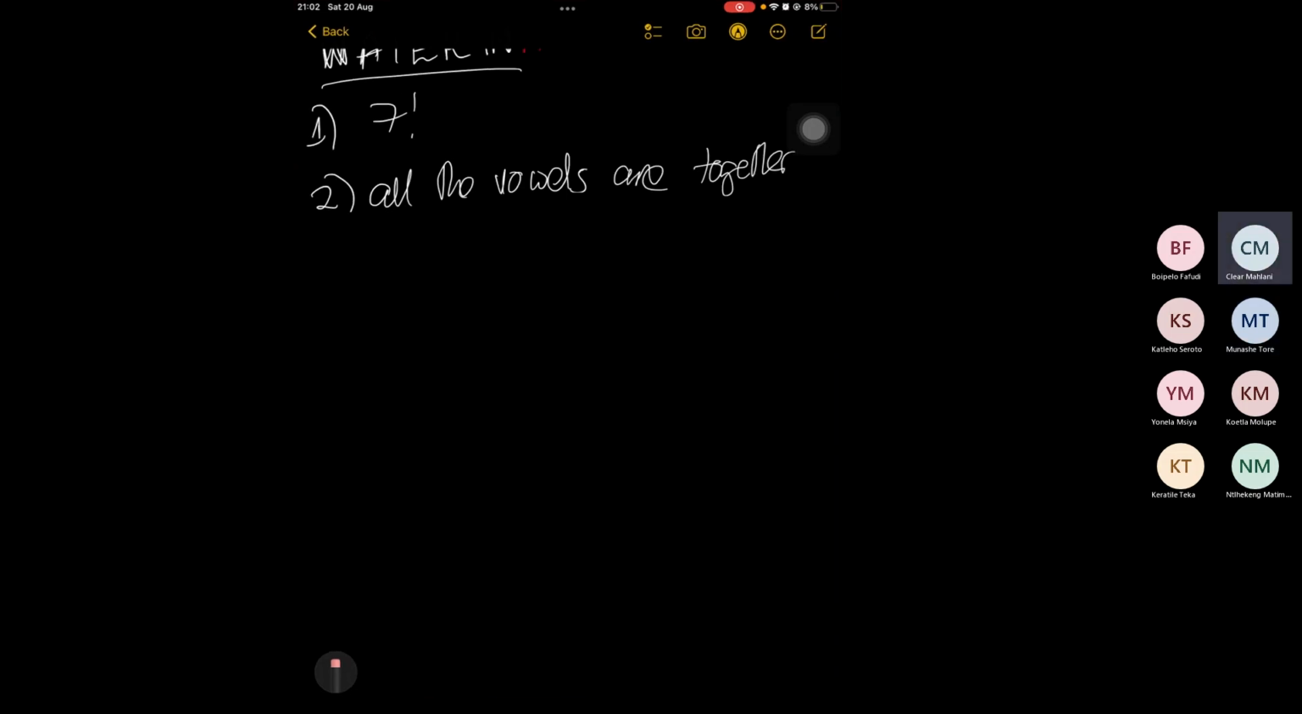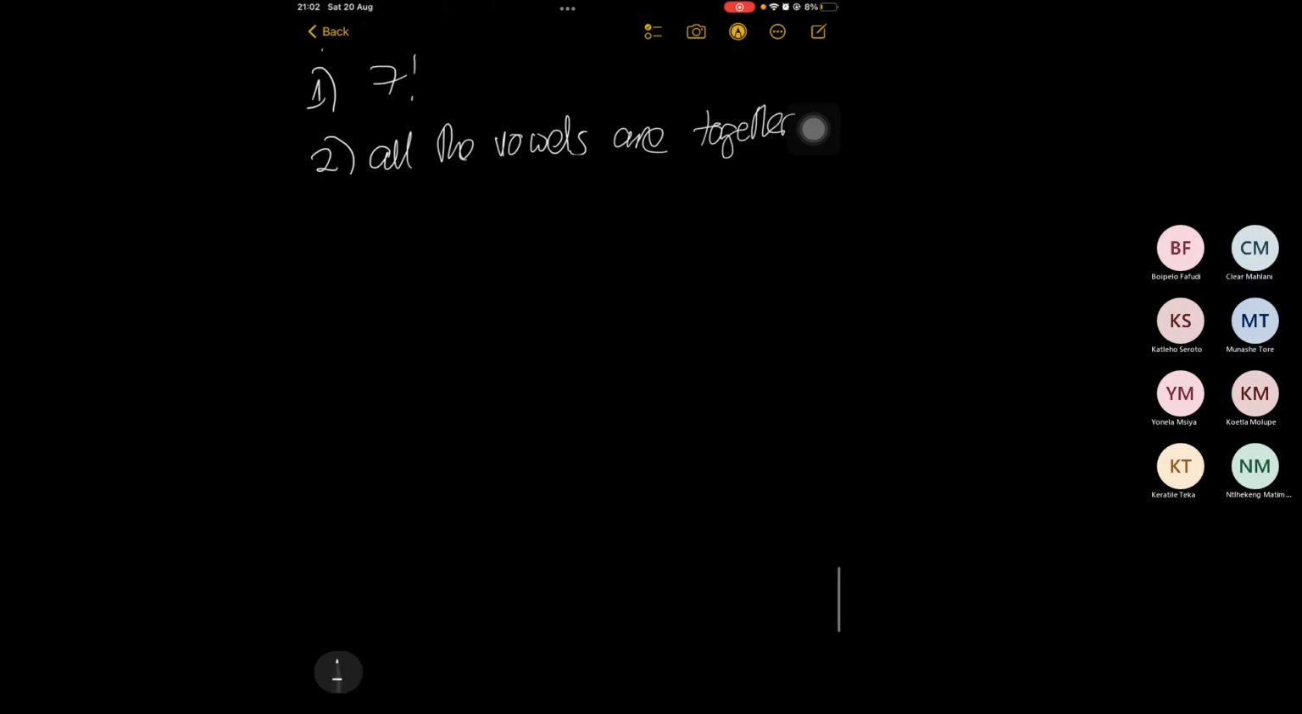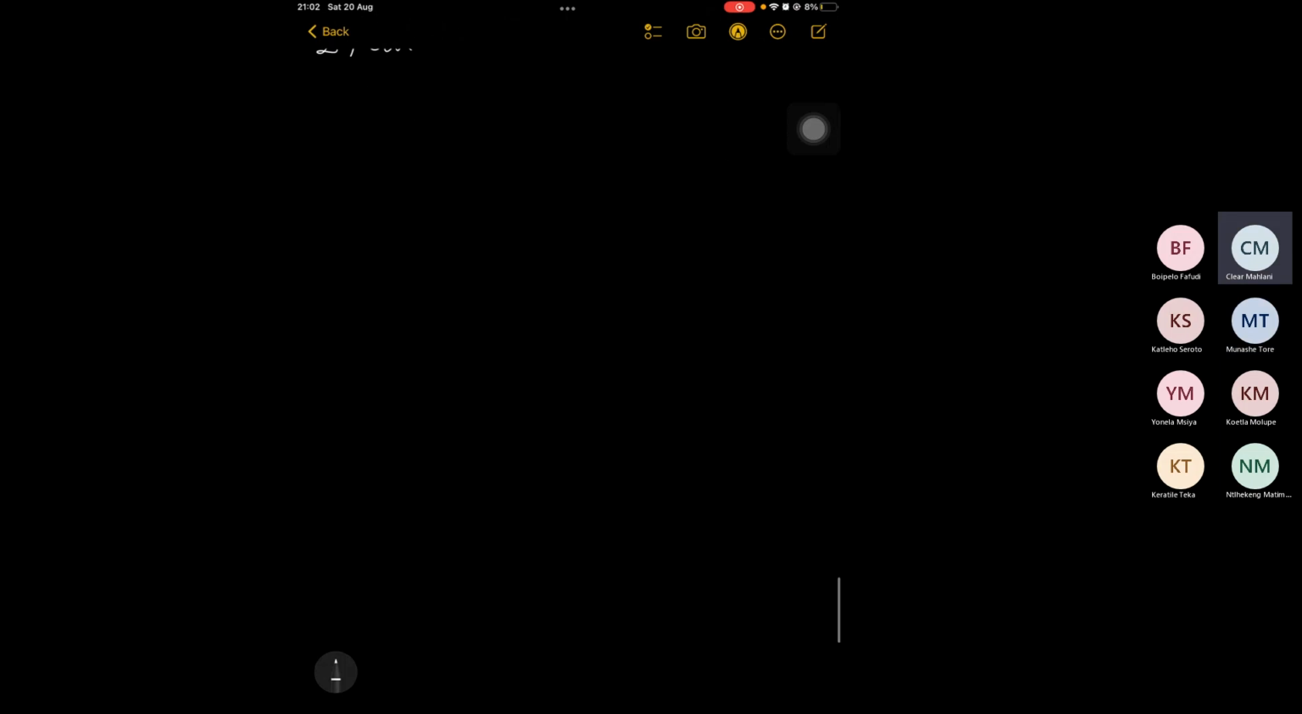I have another one, but this one includes an or. So it says, can I read it out? Yeah, you can. It says, how many words can be formed by rearranging all the letters in the word Witwatersrand in such a way that each of the words starts with the letter W and ends with the letter N or D?